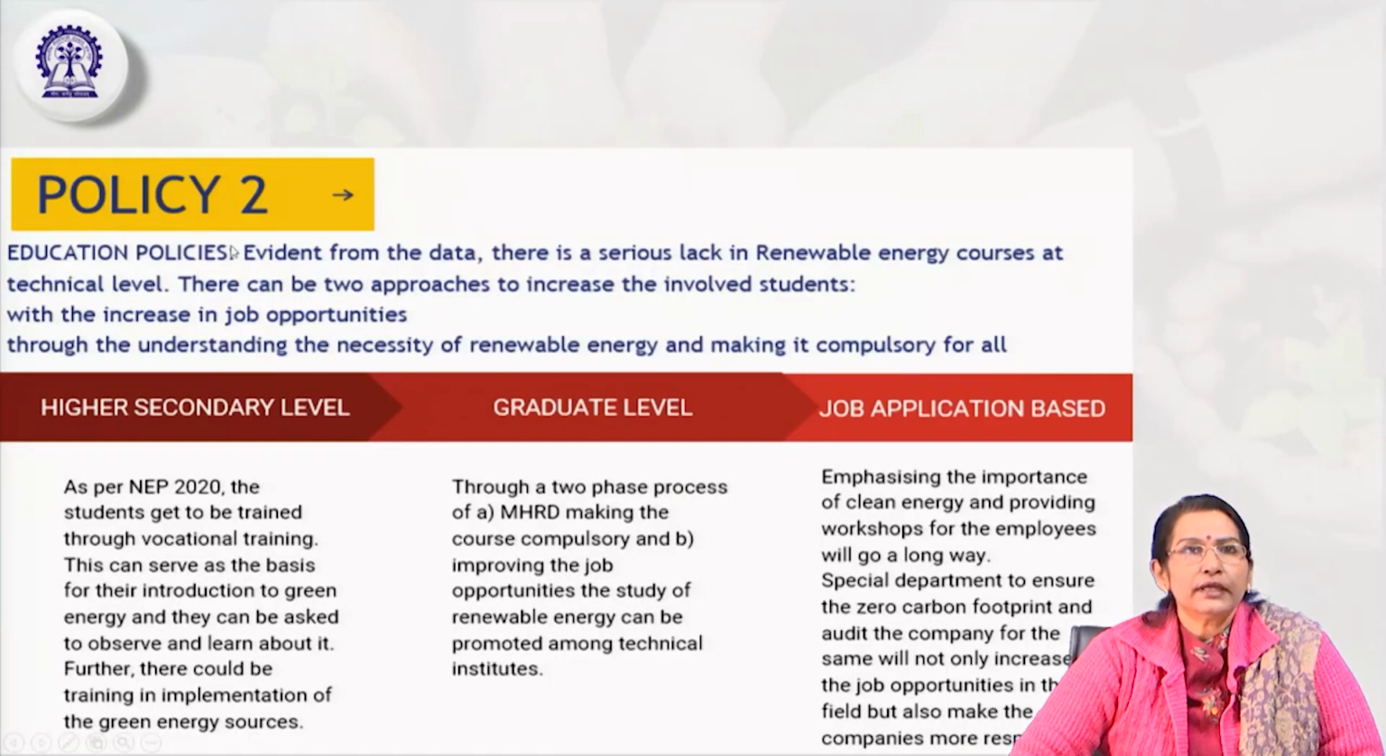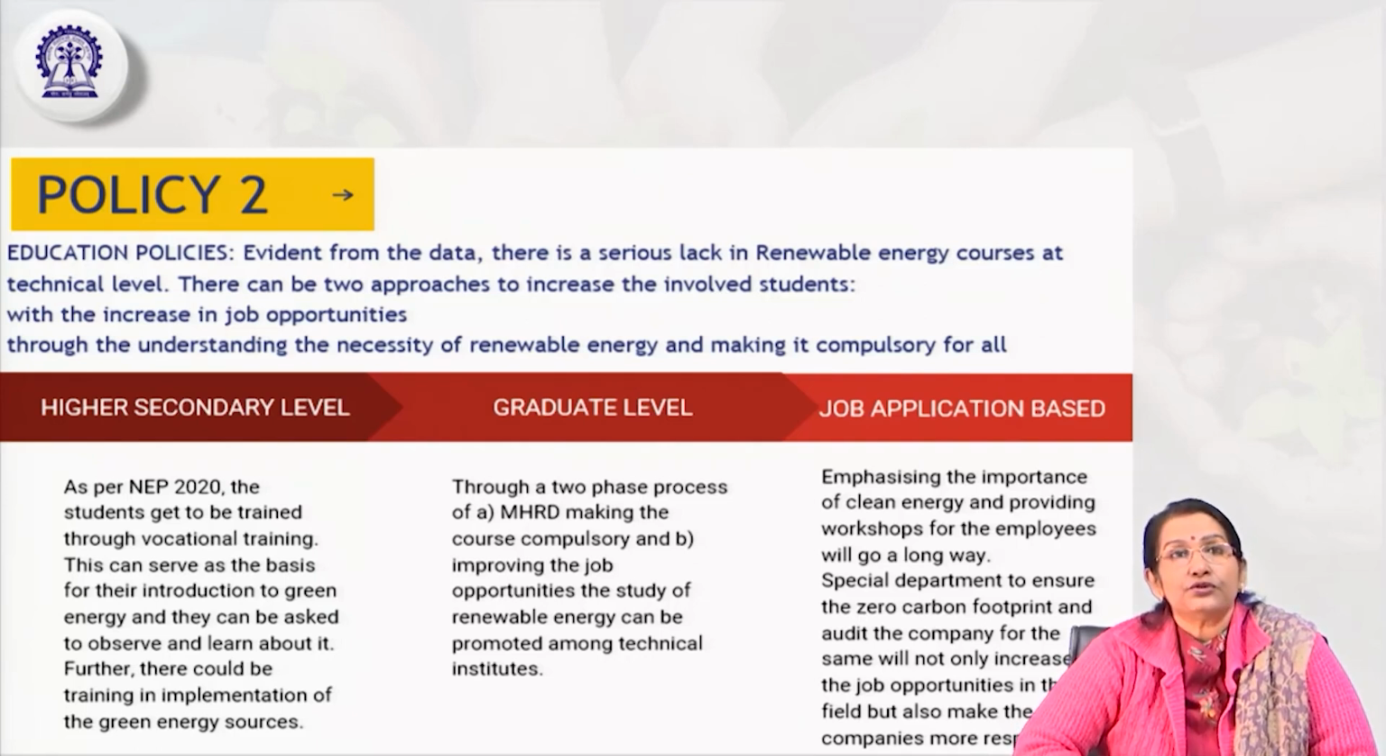Policy 2 advocates that the existing education policy has a serious lack of renewable energy courses, and no such specialized courses are available at the technical level. There can be two approaches to involve students as the major stakeholders by increasing job opportunities. For example, more job opportunities can be created in the solar energy sector, hydro energy sector, wind energy sector, or biofuel energy sector. If job opportunities can be created and introduced in the technical institutes, then there can be a substantial improvement in the consciousness and awareness of sustainability.